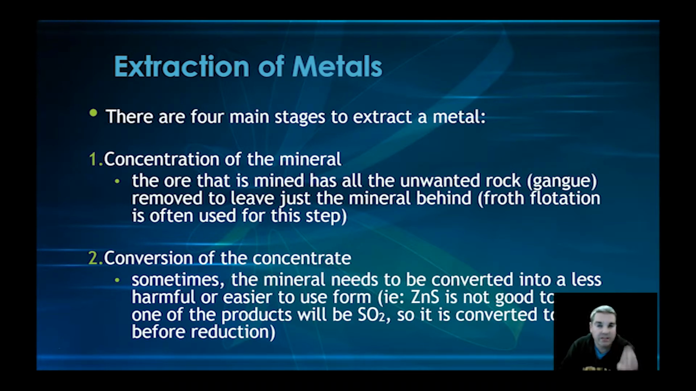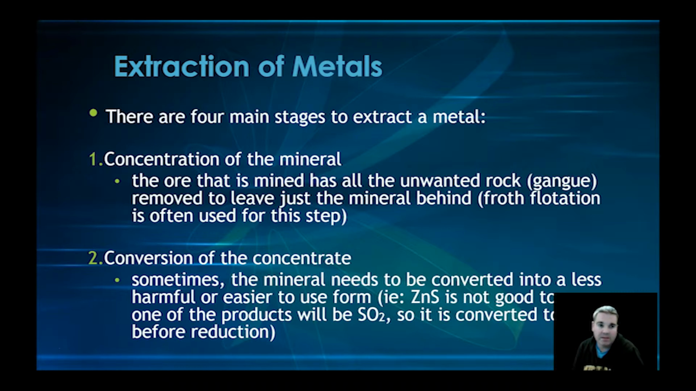Obviously also sulfur dioxide gas, which is quite poisonous, so you don't want to be electrolyzing something that's going to be quite harmful. Okay, so what they'll do is they will convert it into something like an oxide or a sulfate, and in solution, when you electrolyze that, it's less harmful products. Sometimes you don't even have to do these two steps. Sometimes you can just go straight to the next step.